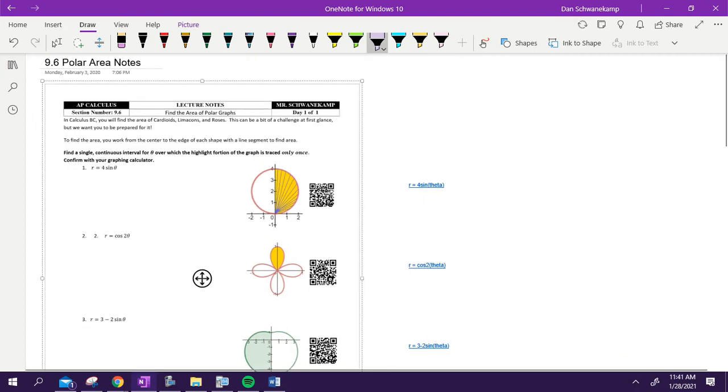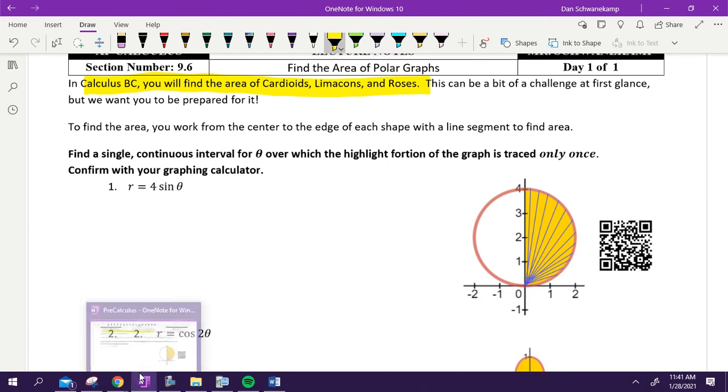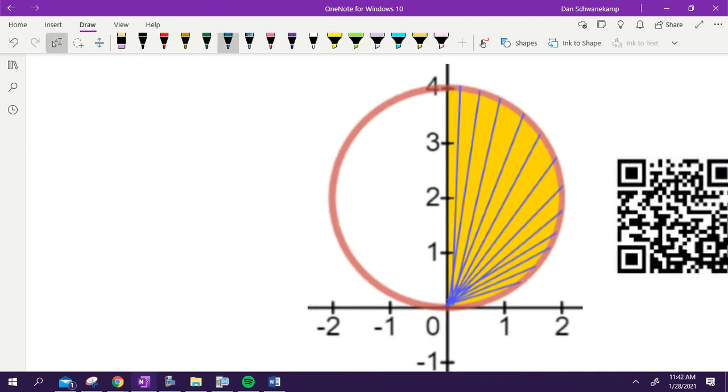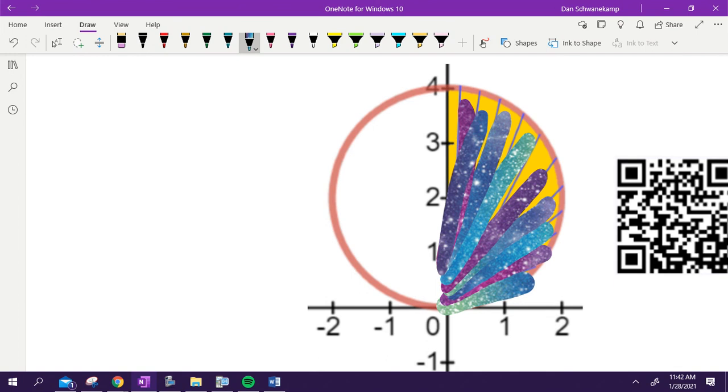Let's go to notes, sorry. So in notes today, in Calculus BC, you eventually are going to find the area of cardioids, limacons, and roses. Okay? It's a little bit of a challenge at first glance, but we are trying to get you prepared for it. To find the area of any of these shapes in calculus, you're going to work from the center to the edge of each shape with a line segment to find the area. So for example, on this first shape, I kind of drew those lines in. We start here at this spot and I work out and work out and work out, finding all of those and then adding them up to find the area. Does that make sense?